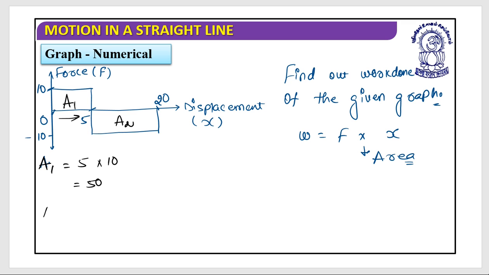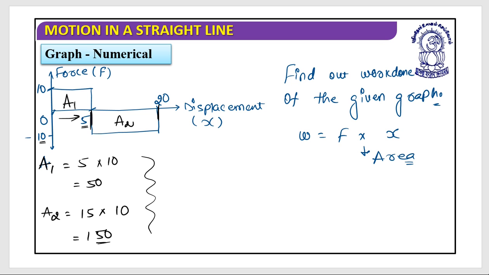And what would be the area 2? This is beginning at 5, ending at 20. So it would be 15 multiplied by 10. If I multiply 15 by 10, it would be 150. Now the final question arises. Do I need to add these two or shall I subtract these two? What would be your answer? Shall we add this or subtract this?